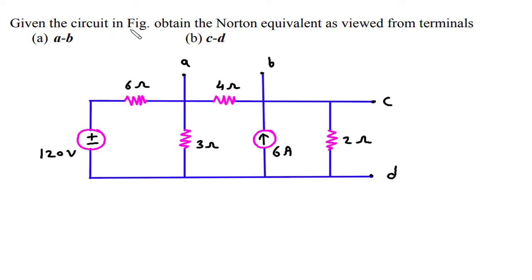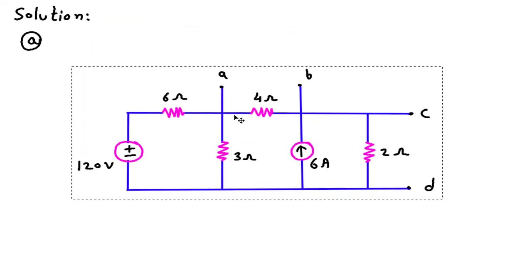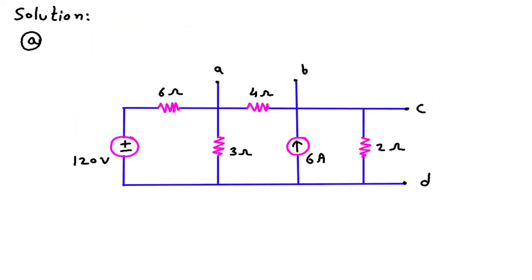Given the circuit in figure, obtain the Norton equivalent as viewed from terminals AB and CD. Solution: for terminal AB, we will redraw the circuit first. Now we have to find Rn and In for terminal AB.